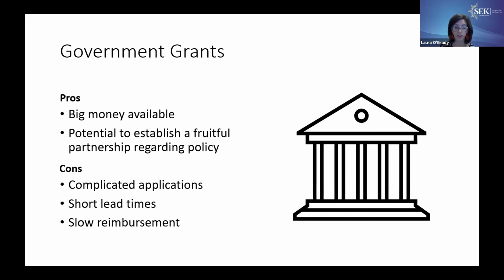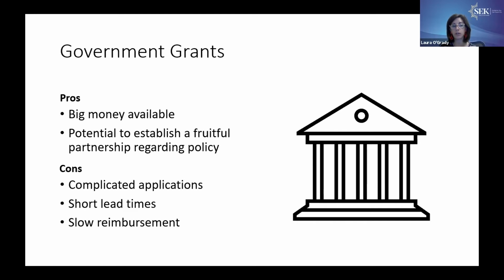The cons of government grants are that they have complicated applications, between 80 to 200 hours for some of them. They typically have short lead times, between 4 and 8 weeks, and they have slow reimbursements sometimes. And it's important to remember that it often is a reimbursement grant. So you need to be able to pay the money out ahead of time for whatever you applied for and then get reimbursed for it.